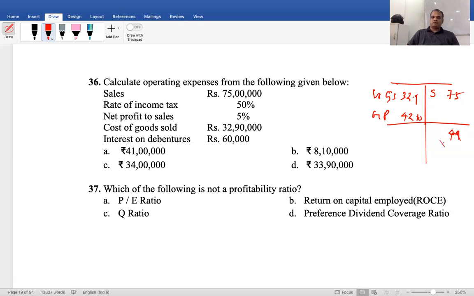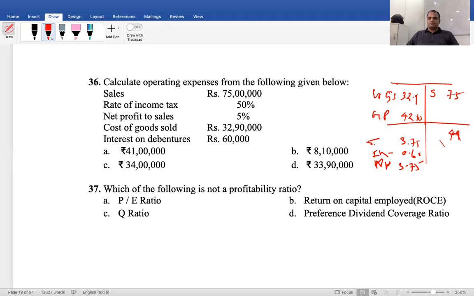So GP brought down, 42 lakh 10,000. Debit side net profit how much? Net profit 5% of 75 lakhs is 3 lakh 75,000. Interest 60,000. Tax 50%, tax also the same, 3.75. Am I right? After tax net profit 3.75. Upper balance tax all over balance amount. Tax also 3.75. Are you able to follow or not? 3.75 is the tax also.